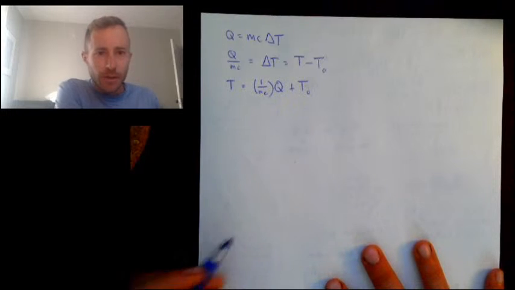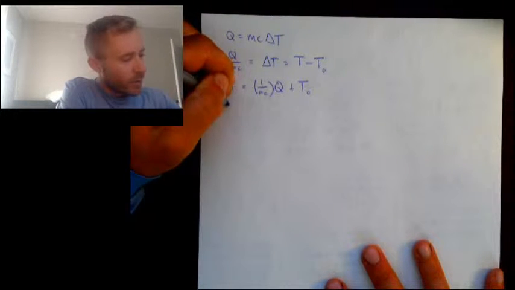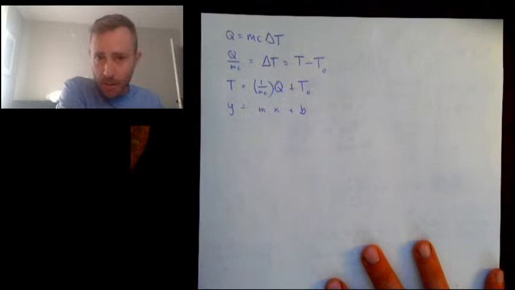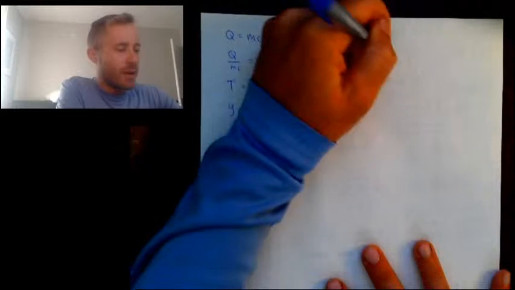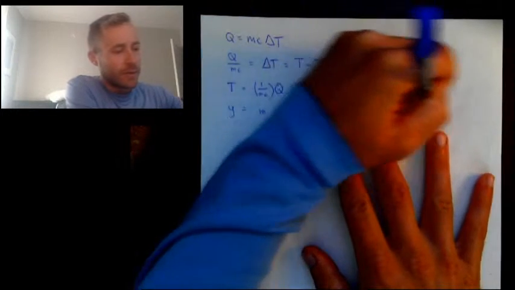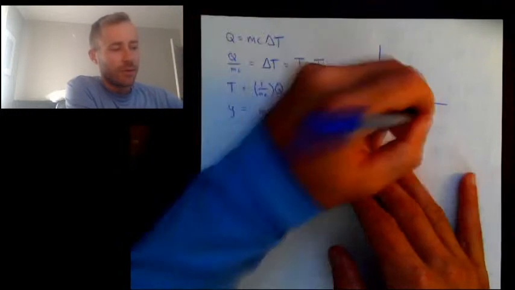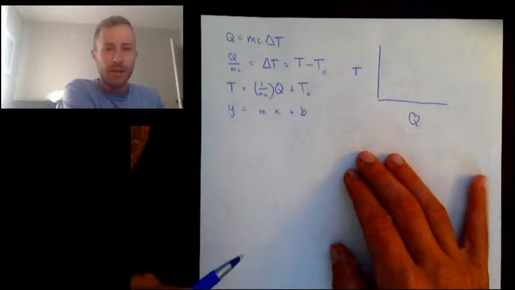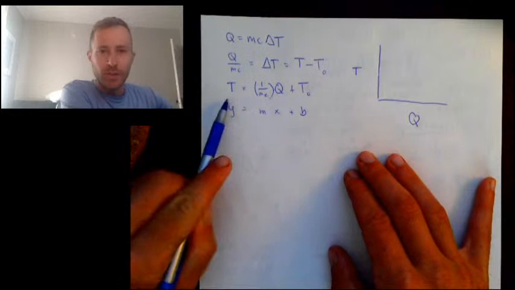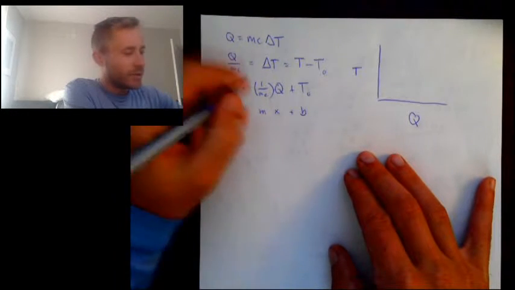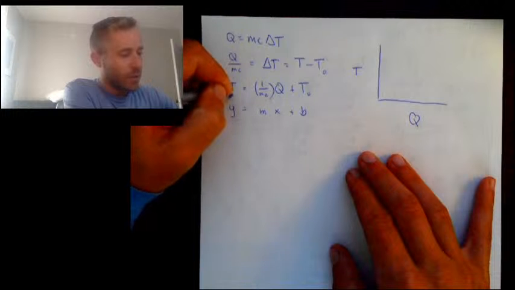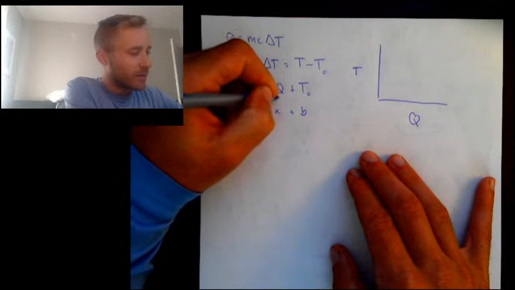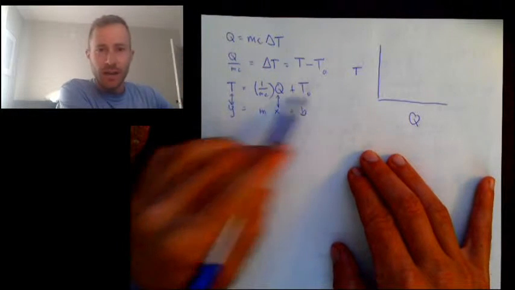So I want to compare that with y equals mx plus b. If I made a graph of temperature versus heat added, or I should say final temperature versus heat added, I can see that this is the equation of a line. T is on the vertical axis, so T is like y. Q is on the horizontal axis, so Q is like x. So this is the equation of a line.